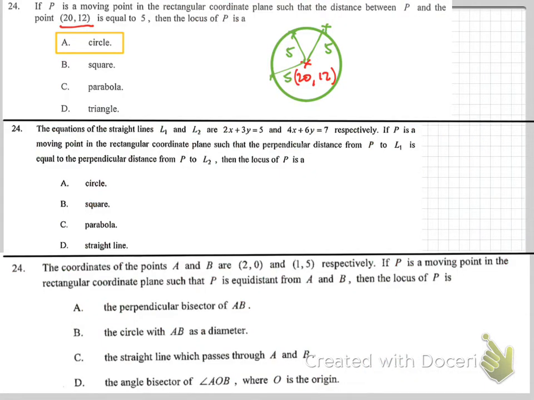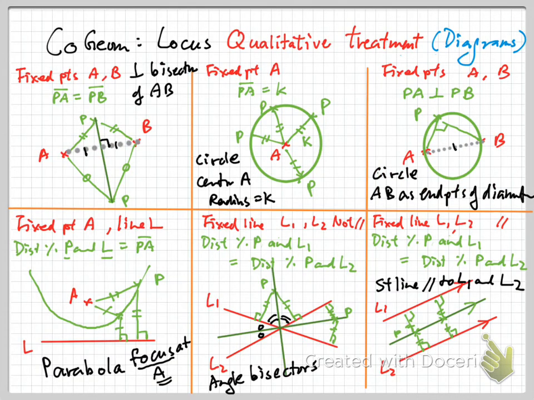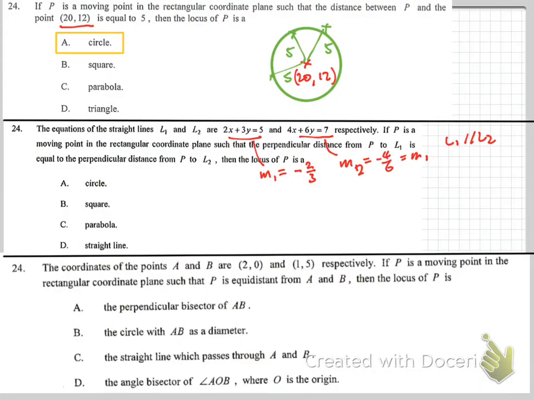So let's take a look at this. For this one, the slope of L1, let's call it M1, will be minus 2 over 3. And for this one, the slope M2 will be minus 4 over 6. It is the same as M1. So we know L1 and L2 are parallel. This is minus 4/6. With M1 and M2 parallel, that goes to this situation. So we know the locus of P will be the straight line between them. So we choose this as the answer.